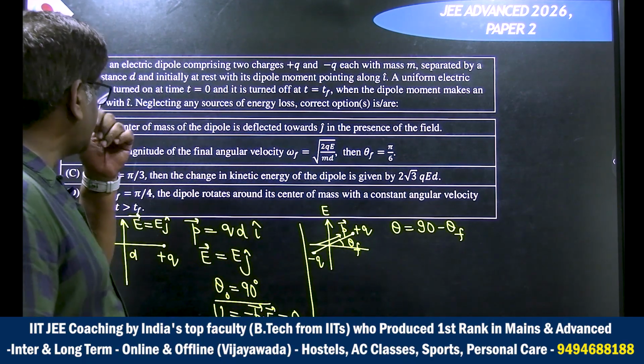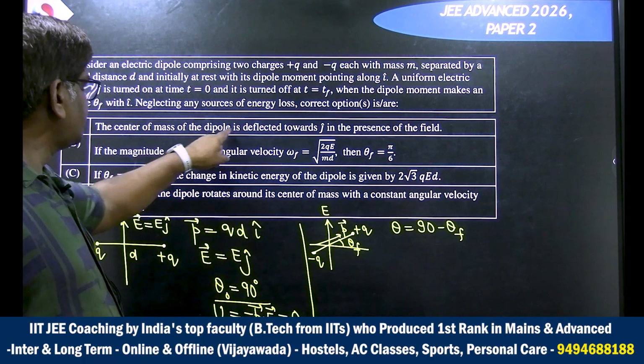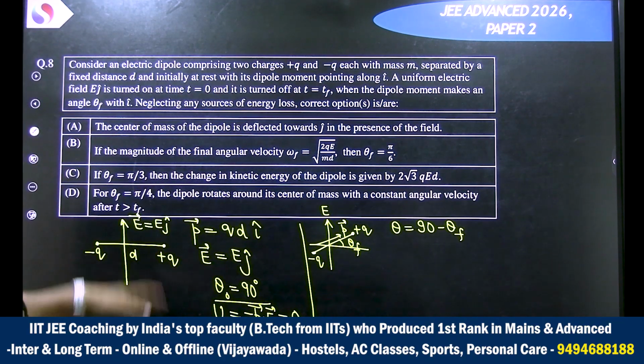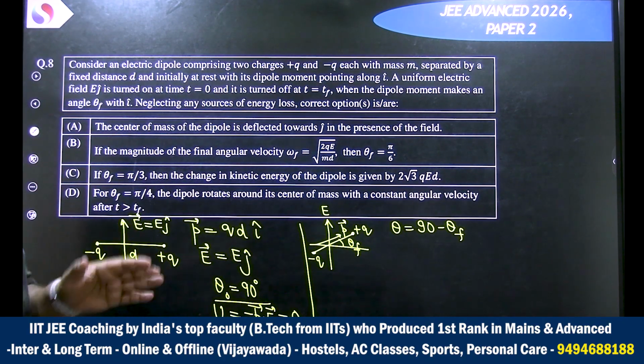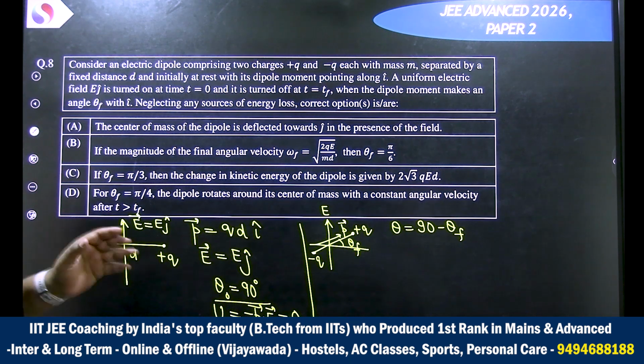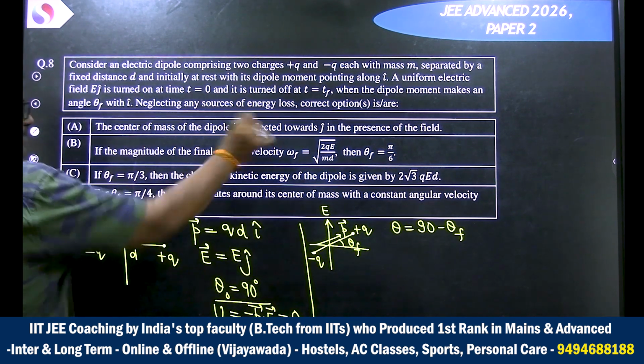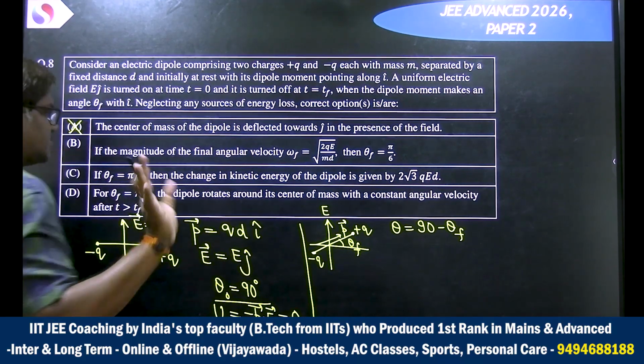So now here you see, does the center of mass of the dipole deflect towards j cap in the presence of the field? Obviously not. Why? Because you know that in the uniform field, the dipole will experience 0 force. That means what will be the acceleration of that? 0 only. So there will be no center of mass deflection. The option A is wrong.